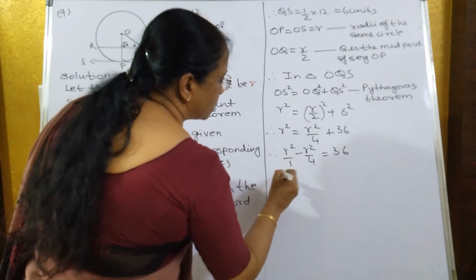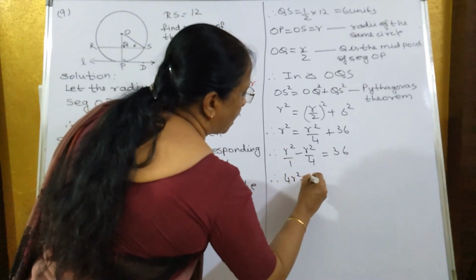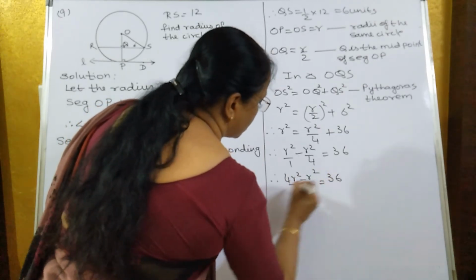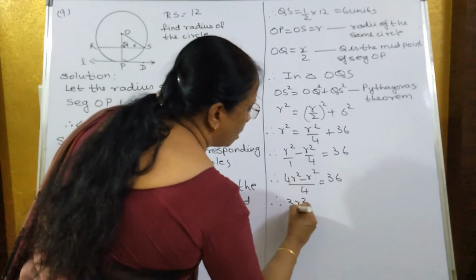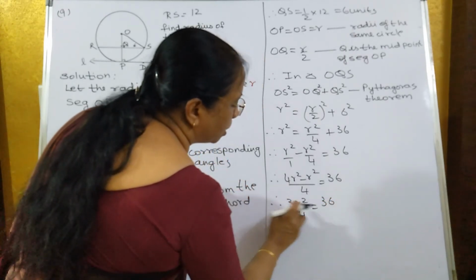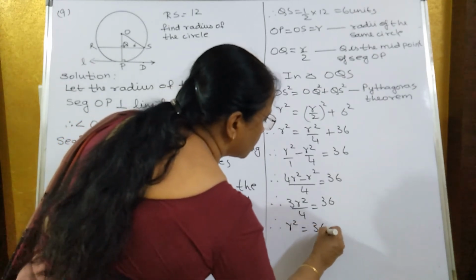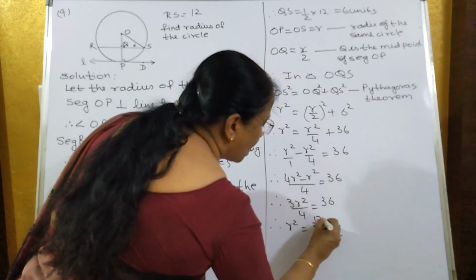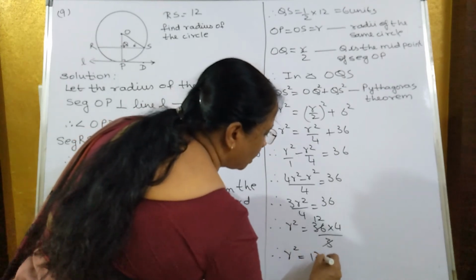Now equalize the denominator. What will you get? 4R square minus R square upon 4 is equal to 36. Now 4R square minus R square is how much? 3R square upon 4 is equal to 36. Now take the 4 on this side and bring the 3 on this side. Therefore, R square is equal to 36 into 4 upon 3, that is 12 into 4. Therefore, R square is equal to 12 into 4.